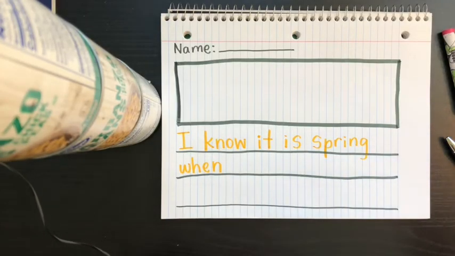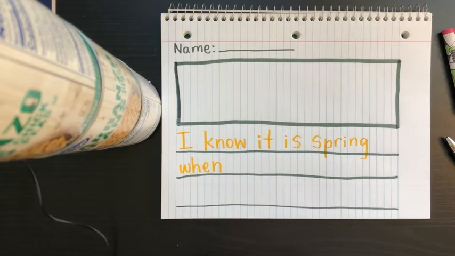All right, class, so we just finished reading It's Spring by Linda Glaser. So now we have a writing activity all about spring. In that book, we learned all about different signs of spring. So they talk to us about what happens with the animals, what happens with the weather, what happens outside, what people start doing, all different things that happen in the springtime.